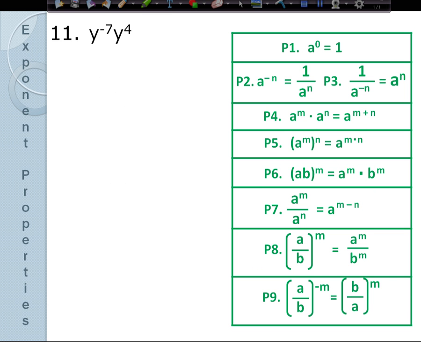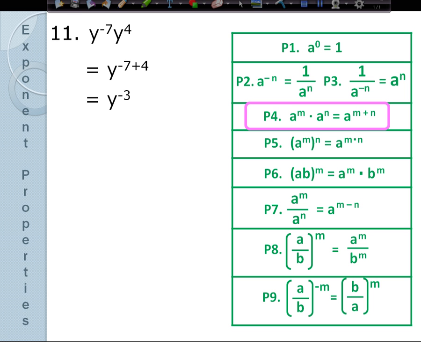All right, number 11 says y to the negative 7th times y to the 4th. The first property we're going to use is property number 4, which says that if we have the same base and we're multiplying, we can add the exponents. So I'm going to say y to the negative 7 plus 4 power, which is going to give me y to the negative 3 power.